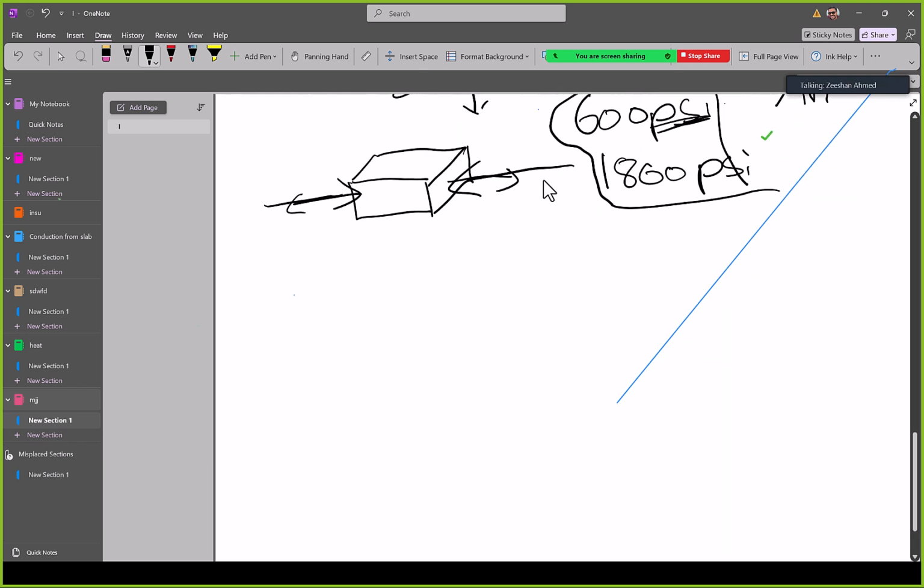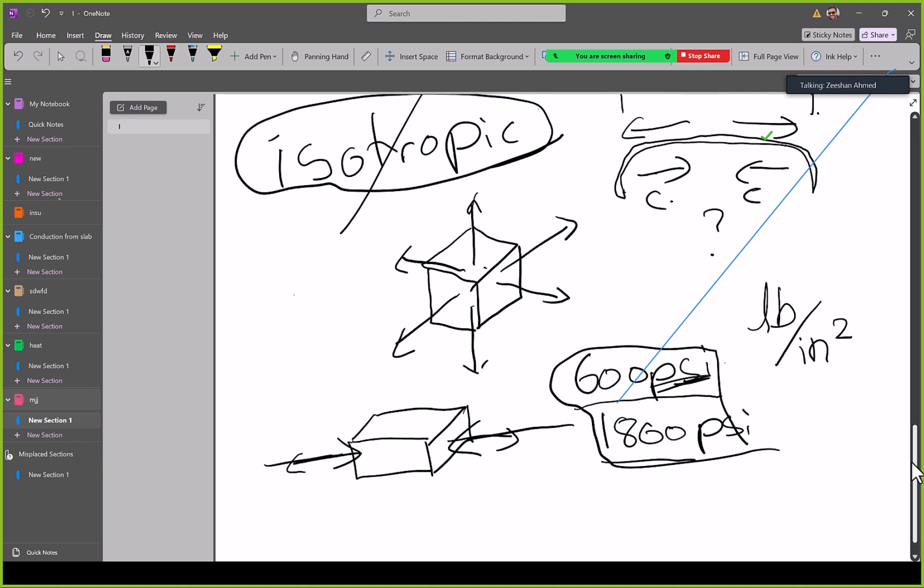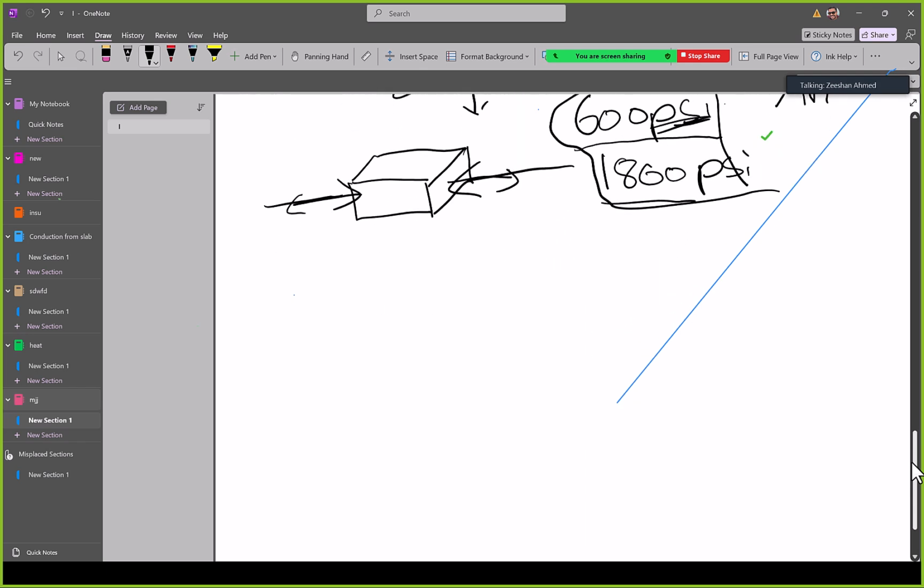So what I'm trying to say is, if the brick can be compressed to 1800 psi, but can only be pulled to 600 psi, what does that mean? Is it isotropic or non-isotropic? Non-isotropic, because it doesn't have the same properties in tension and compression. So there are a lot of materials that have one property in one direction and another property in another direction. So what about concrete now?